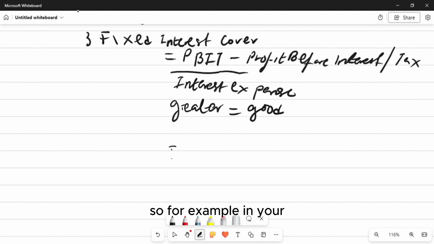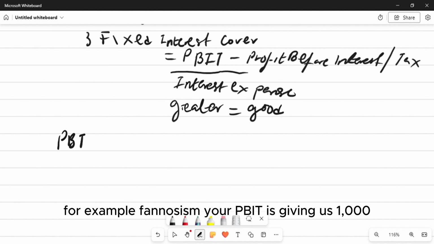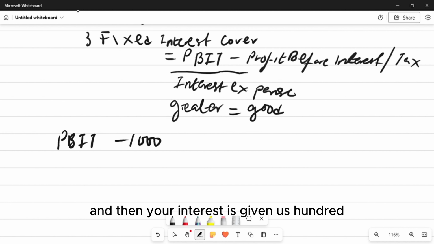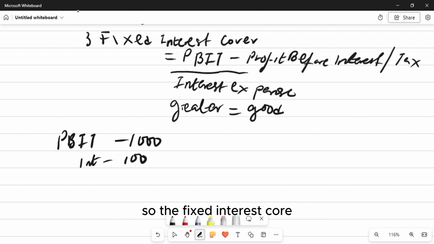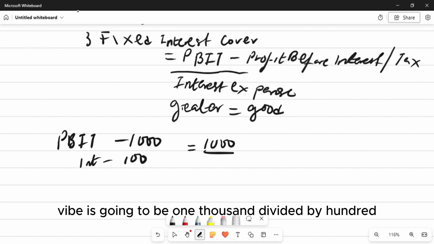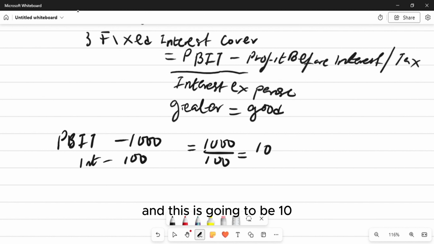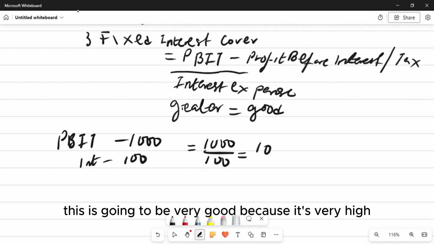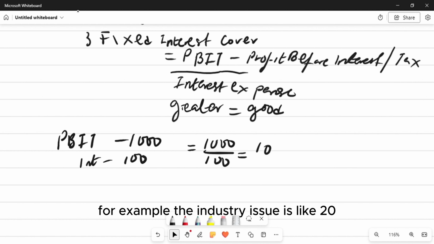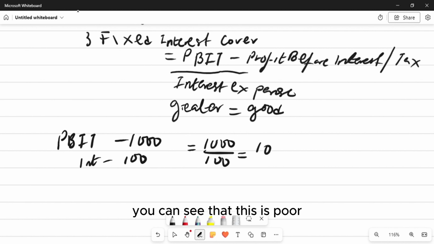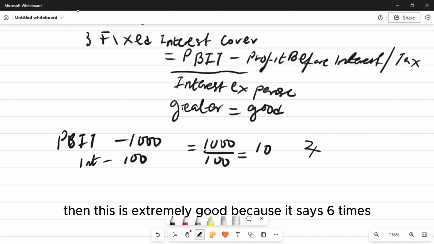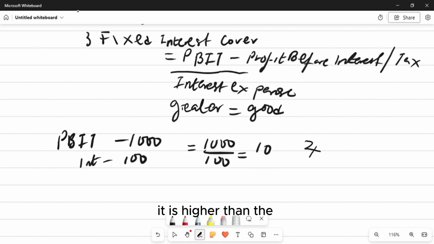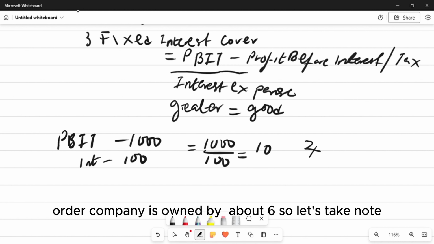For example, in your financial statement, your PBIT is given as 1,000 and your interest is given as 100. So the fixed interest cover is going to be 1,000 divided by 100, and this is going to be 10. This is going to be very good because it's very high. But if the industry ratio is like 20, you can say that this is poor because it is lower than the industry ratio. If you compare it to another company whose own is 4, then this is extremely good because it is higher than the other company's.